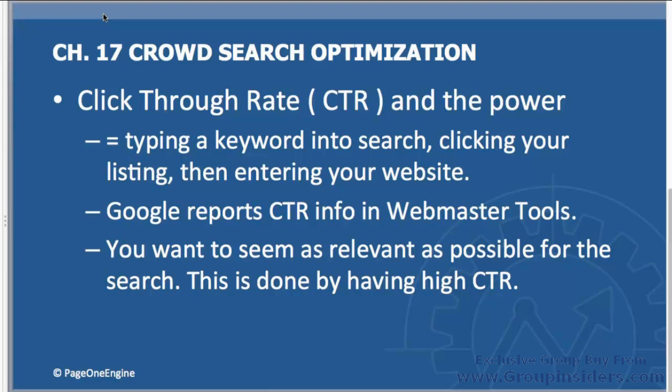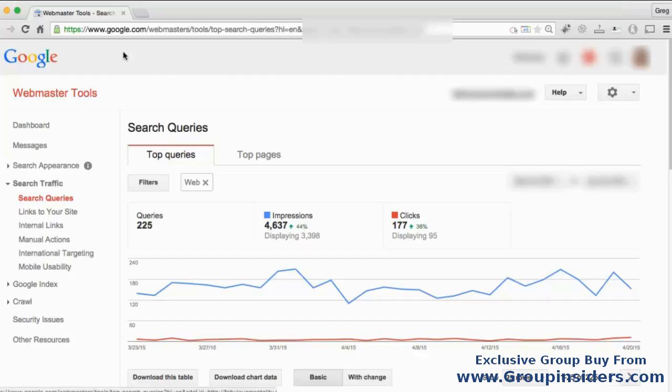So it just makes sense for Google to rank the websites with better CTR at the top of the searches. This usually means that the content on those sites is better and higher quality for the searchers. We know that Google tracks CTR because they show it to us in the Webmaster Tools section. Let me show you this really quick.